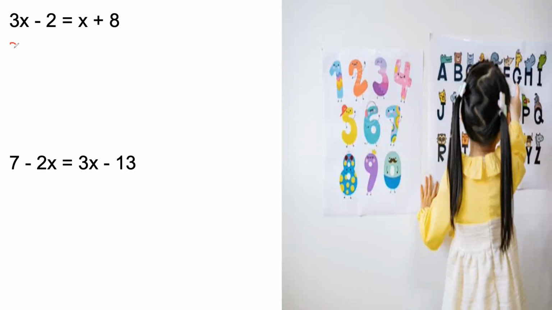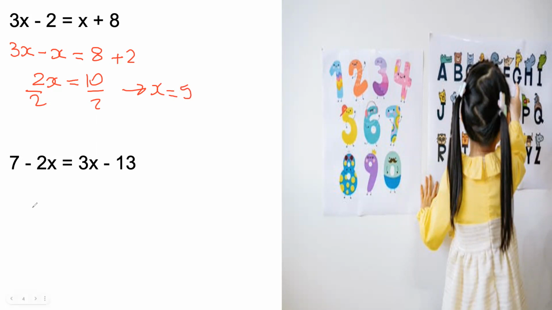So the 3x stays exactly what it is. This x is moving to the left side. It becomes minus x because it's positive here. Equals, this 8 stays on the right side, but this negative 2 wants to move to the right side, so it changes the sign to become plus 2. Now 3x minus x is 2x equals 10. Divide both sides by 2. X equals 5. Okay.